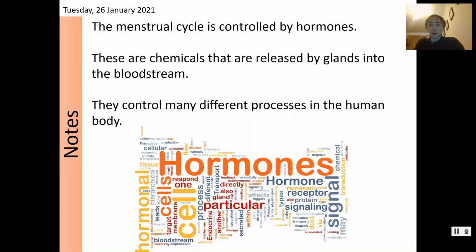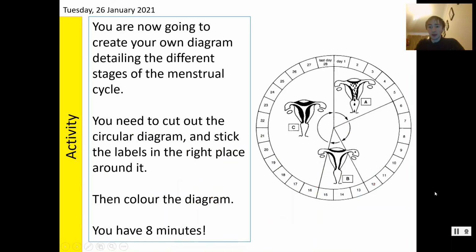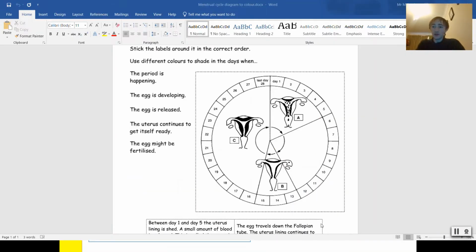Fine. So hopefully, if I just bring up that sheet, you should have filled it in like this. You've got the colouring at the top, so the period is happening. You should be colouring in days 1 to 5 on this diagram. The egg is developing. Well, we haven't talked about that one much, but if we know it's released on day 14-ish, and we know that the old egg is lost between days 1 and 5, then the new egg must be developing between days 6 and 12. That's just logical. Then we come to the egg is released. Well, that's anywhere between day 13 and 15. You can just pick a day. 14 is your kind of standard set day.